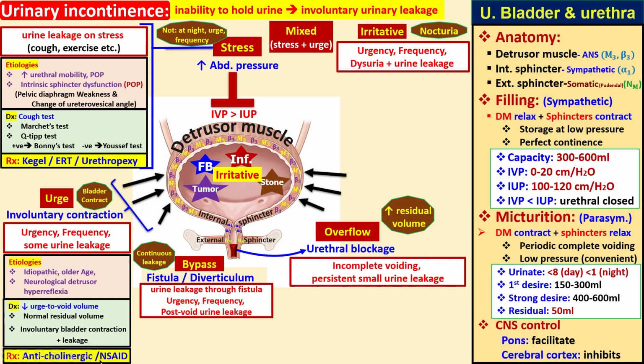Okay, in the treatment, of course, because it is associated with the autonomic system, especially the cholinergic, which causes the contraction, give anticholinergics, and NSAIDs also prevent bladder contraction. Okay. So what is the treatment for the mixed type?